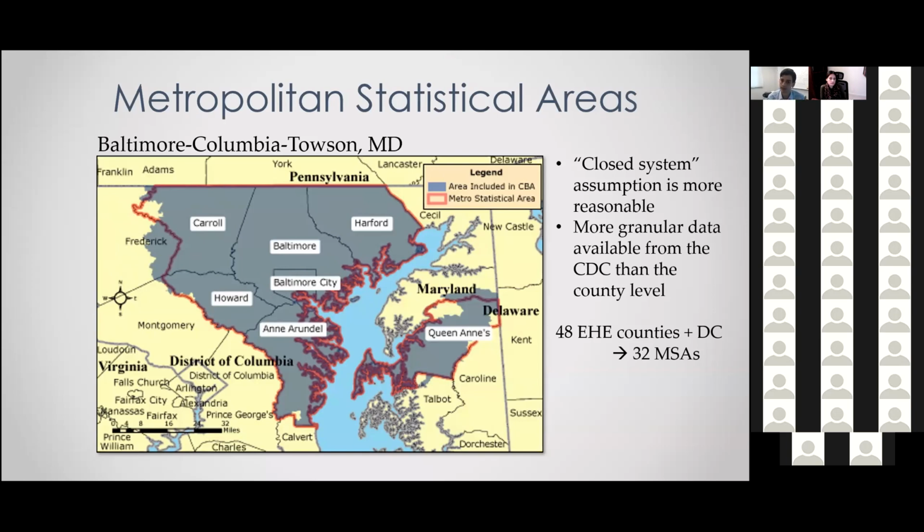So metropolitan statistical areas typically include the county that has the urban center and then surrounding counties, right? So for Baltimore, you've got Baltimore City, but then you've got these other 6 surrounding counties. And at the level of those 48 EHE counties plus DC, those collapse into 32 MSAs because some MSAs, for example the Miami Metropolitan Statistical Area, include both Miami County and the county for Fort Lauderdale, right? So those get lumped into one city or one MSA.